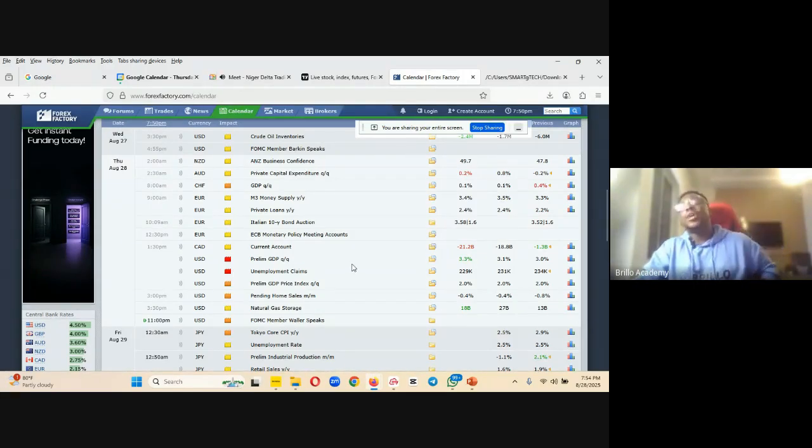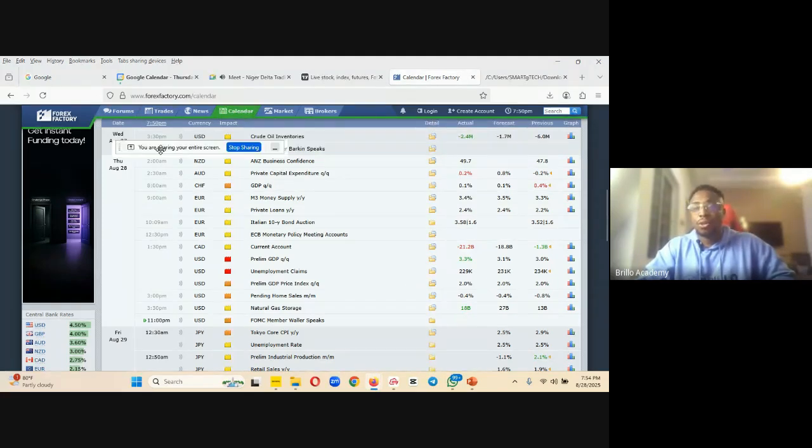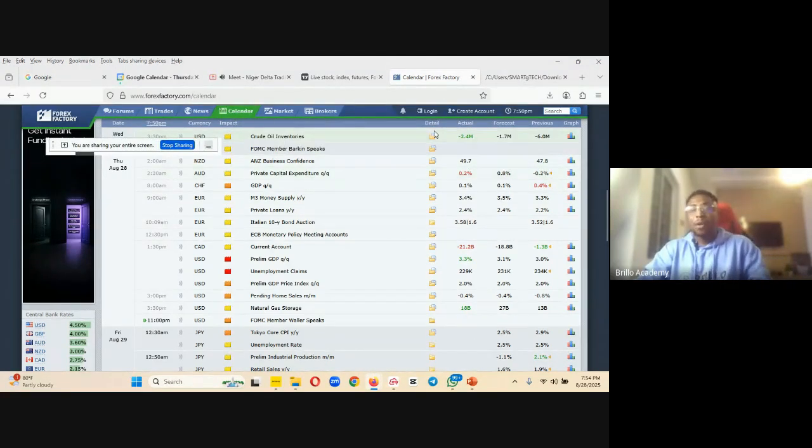Now, how do you know if the news is going to favor a particular currency or not? If you check here, we have details. If you click on this folder at the right-hand side, you see the detail of the news. You'll be able to understand every detail of the news. Then we have actual, forecast, and previous. The previous is the previous event, the event that happened before, and this is the detail of that event.